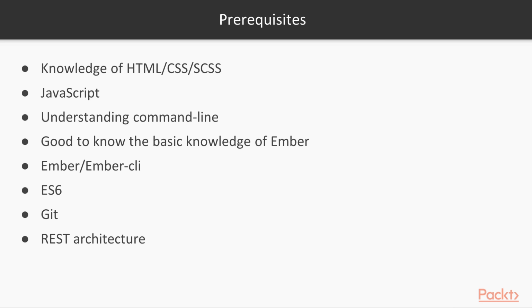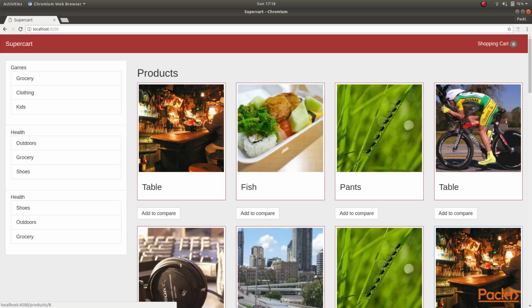The requirements for this course are working knowledge of HTML and CSS and JavaScript. Optionally, it would be good to know SCSS as well, and a good understanding of the command line. It is also good to have basic knowledge of Ember and Ember CLI, ES6, Git, and also an understanding of REST architecture. So let us get started with building Supercart using Ember 2.